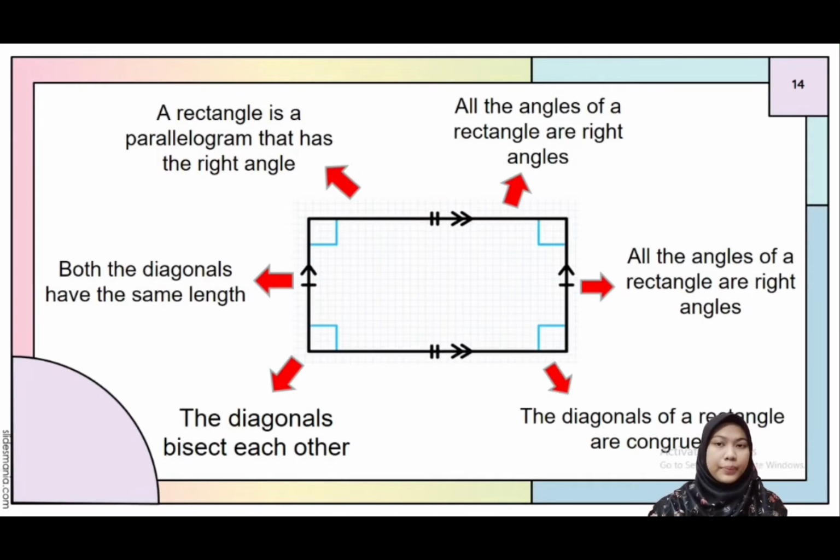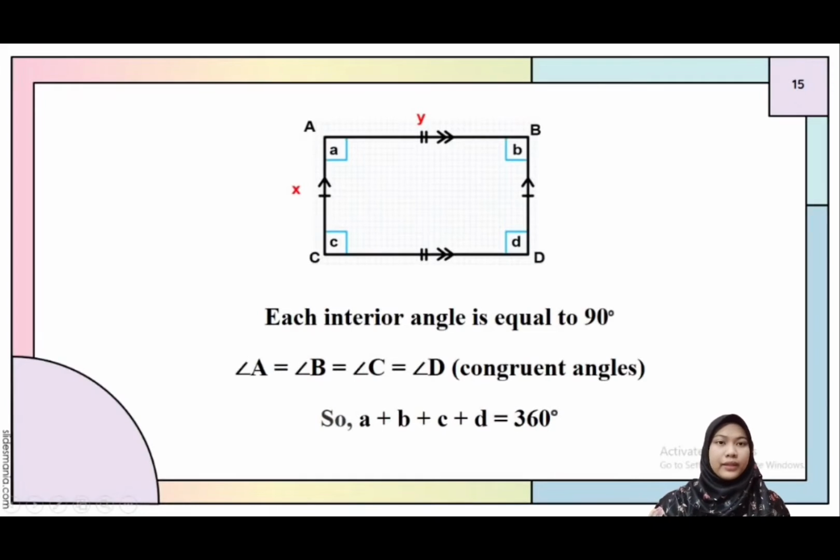All the angles of a rectangle are right angles. The opposite sides are parallel and equal to each other. The diagonals of a rectangle are congruent. The diagonals bisect each other, and the last one is that both diagonals have the same length. Now, the sum of the interior angles of a rectangle. From the picture, we can see that the rectangle has four angles, which are A, B, C, and D. Each interior angle is equal to 90 degrees. So we can say that angle A equals angle B, equals angle C, and equals angle D, and all four angles are congruent. So angle A plus angle B plus angle C plus angle D equals 360 degrees.